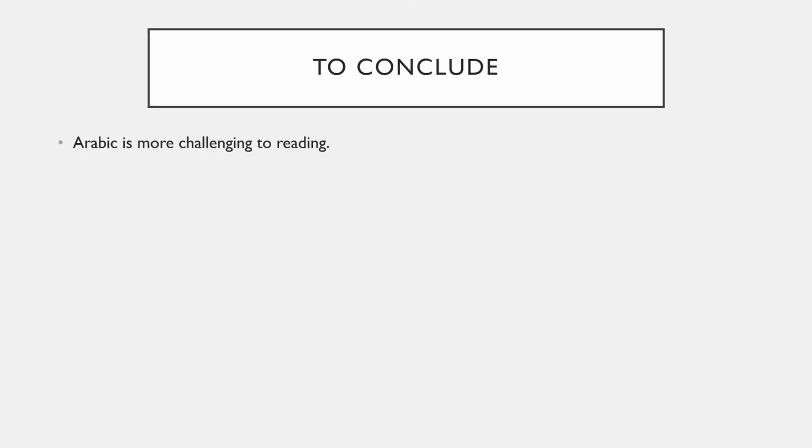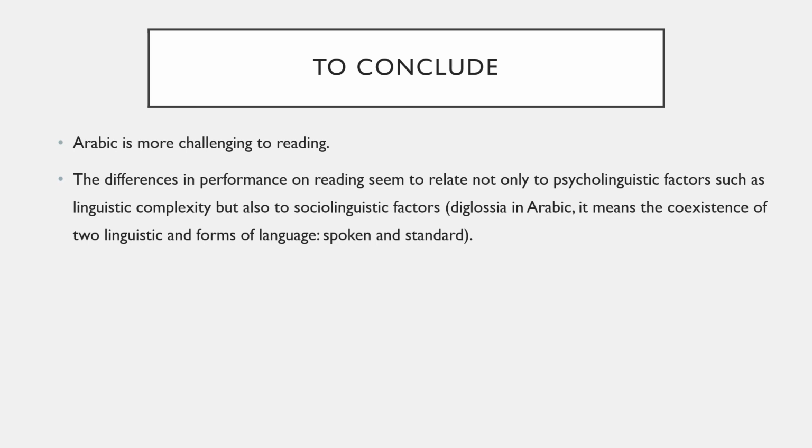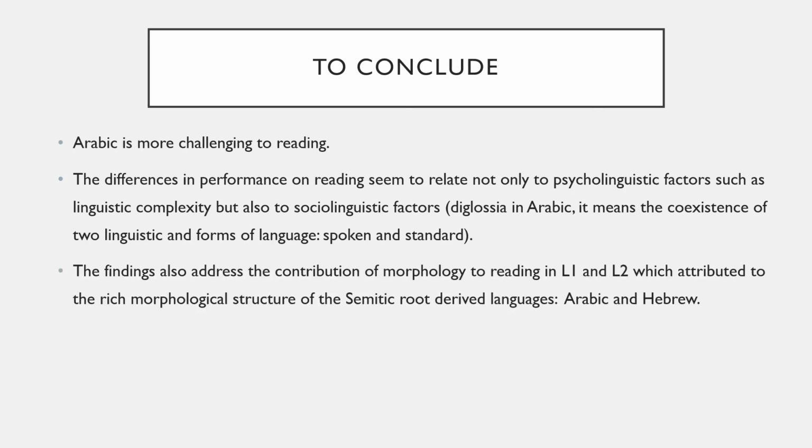To conclude, the Arabic language is more challenging to read because it's diglossic. The differences in performance on reading seem to be related not only to psycholinguistic factors such as linguistic complexity, but also to sociolinguistic factors, diglossia, for example. The findings also address the contribution of morphology to reading in L1 and L2, which is attributed to the rich morphological structure of the Semitic root-derived languages, Arabic and Hebrew.